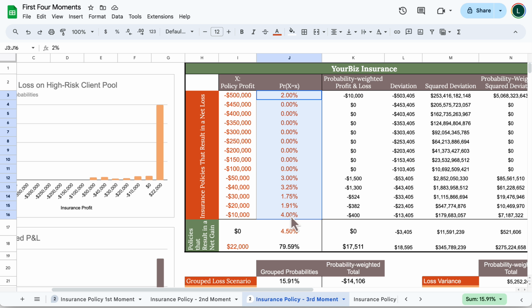In our particular case, by the time we even get down to the second to last value, we've still only accounted for 20.41% of all of the probabilities, which is to say that definitely for our scenario, the most likely outcome is the one where we just sell the insurance policy and we keep the money, like there is no event. That happens to be $22,000, what we've charged for our insurance. That happens to be the median value.